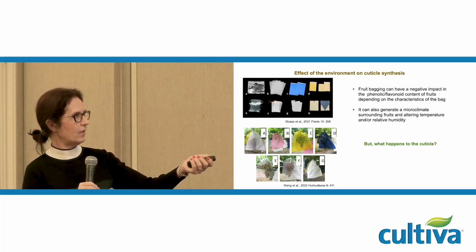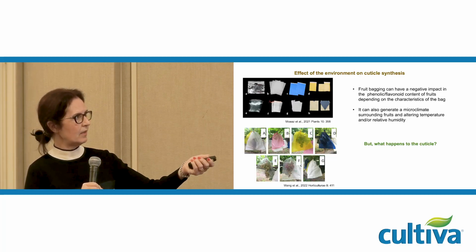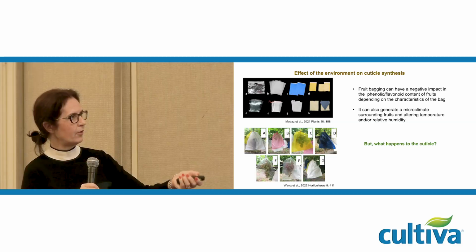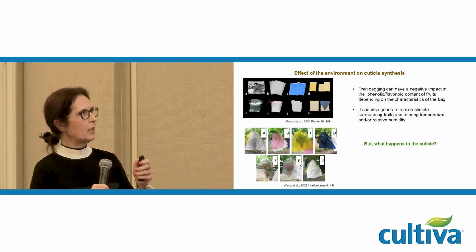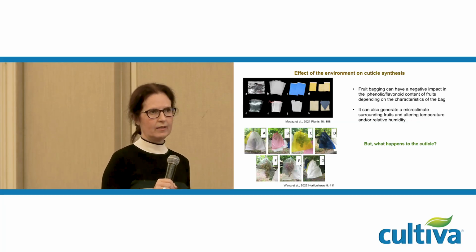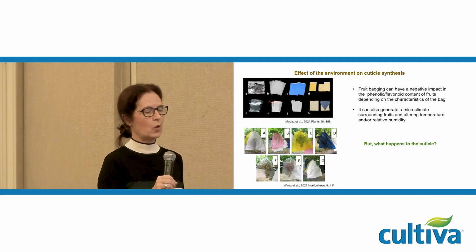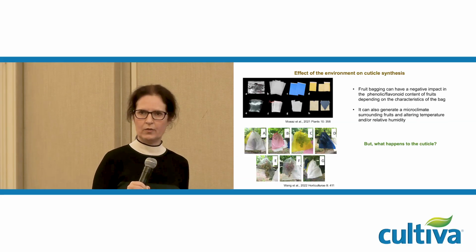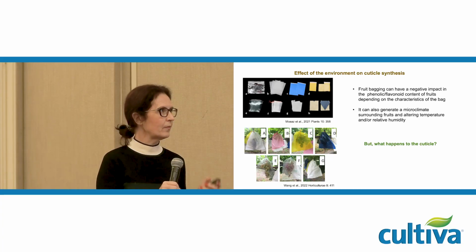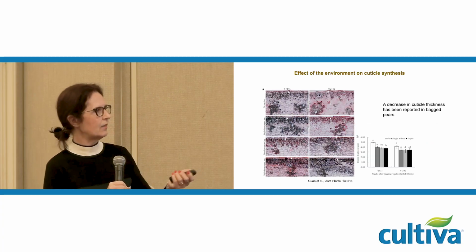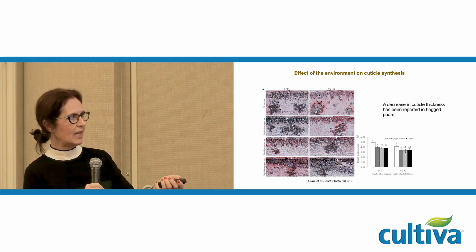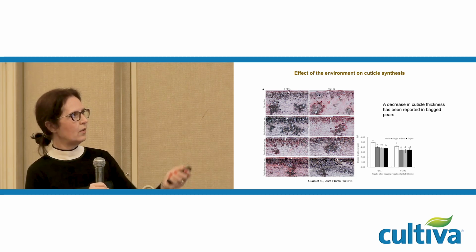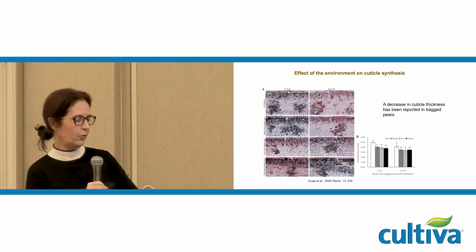Here you can see an experiment with grapes where they're testing different types of bags, different colors, transparent, cloth bags, etc. But bags can also generate a microclimate of high relative humidity and even alter the temperature within the bag. Will that affect the cuticle? Well, here we have a work that was done very recently with pears, where we see that the cuticle is reduced when fruits were bagged.